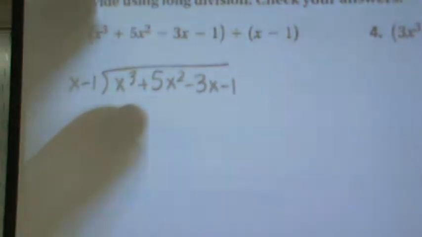Number 3, your x minus 1 is your divisor, and you have x cubed plus 5x squared minus 3x minus 1 as your dividend. So what goes outside is your x minus 1, and underneath would be x cubed plus 5x squared minus 3x minus 1. What you're looking for is what times x is x cubed, and that would be x squared. So you're going to multiply these, you get x cubed minus x squared.